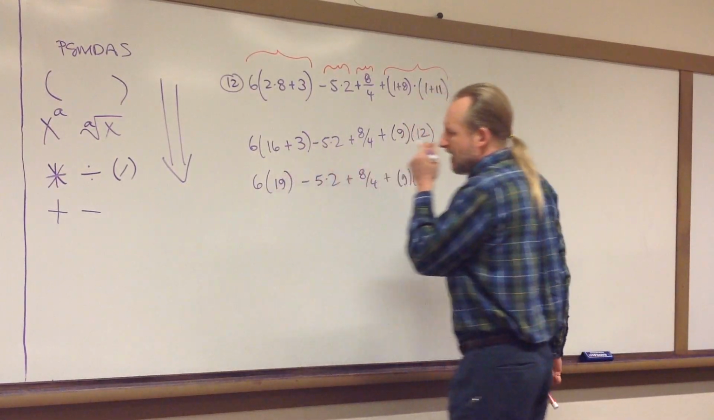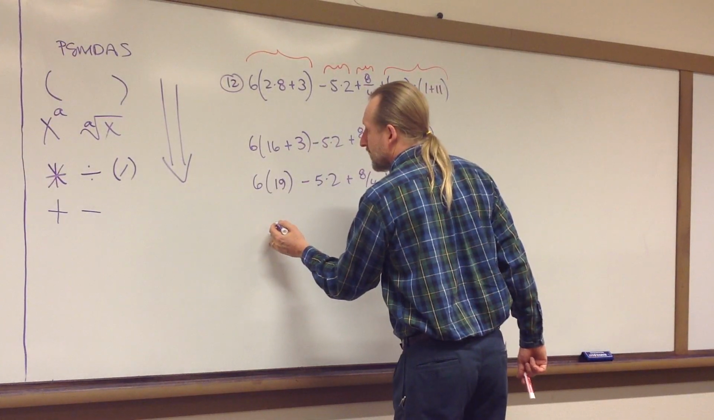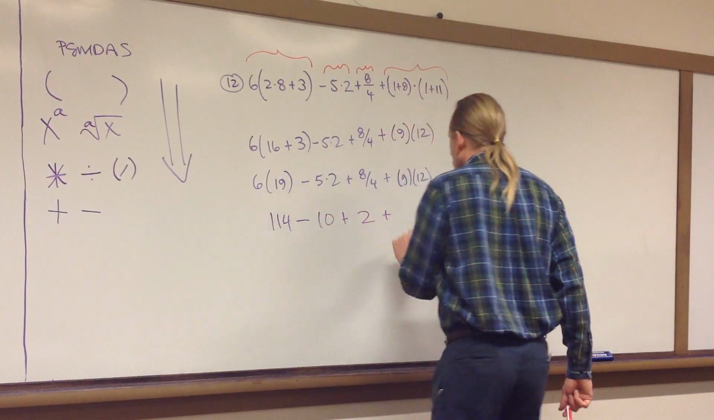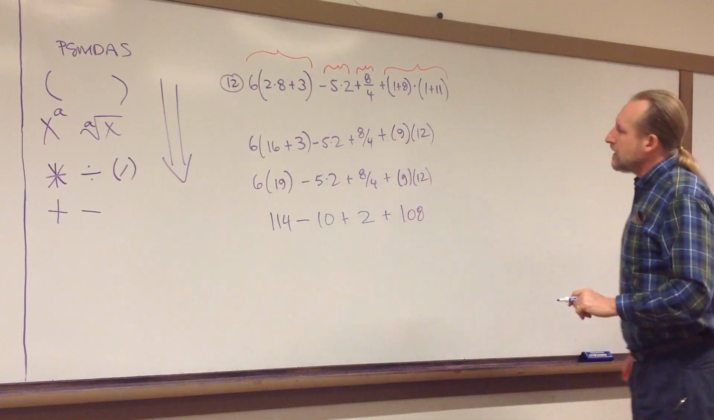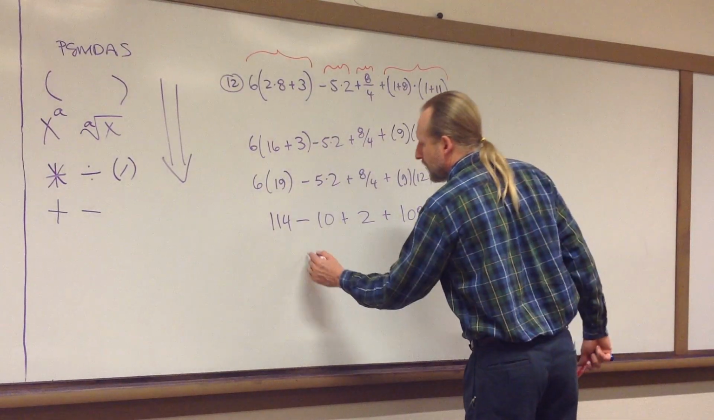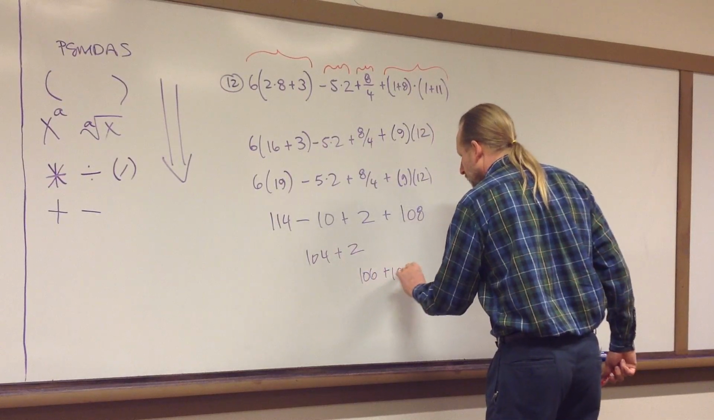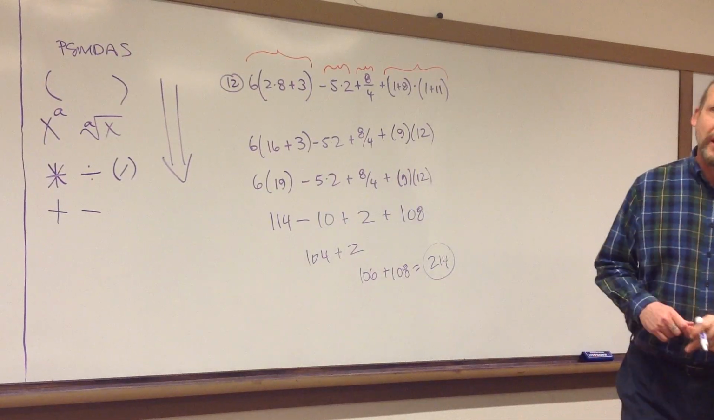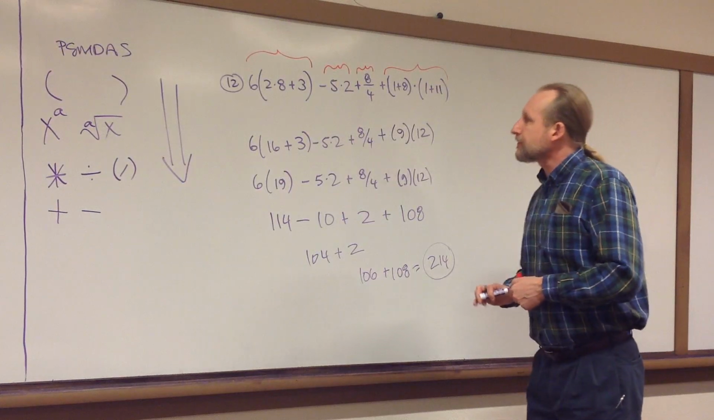And then we'll do all of our multiplications and the division too at the same time. Okay, so let's see. That's going to be 114. All right, yeah, 114 minus 10 plus 2, and then this I think is 108. 90 and 18, yeah. Okay, great. So now, let's see. So this will be 104 plus 2 is 106 plus 108, 214.